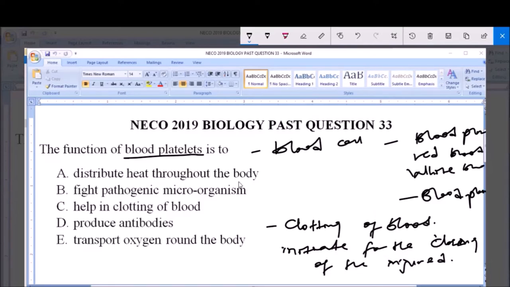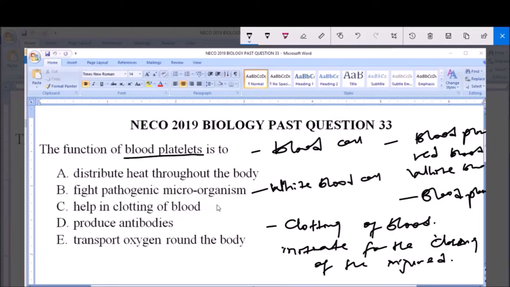Now, option A says distribute heat throughout the body. This is not the function of the blood platelets. This is actually the function of what? The blood plasma, because the blood plasma is the liquid portion of the blood. Now, B says fight pathogenic microorganism. Now, this is the function of the what? The white blood cell. This is the function of the white blood cell.